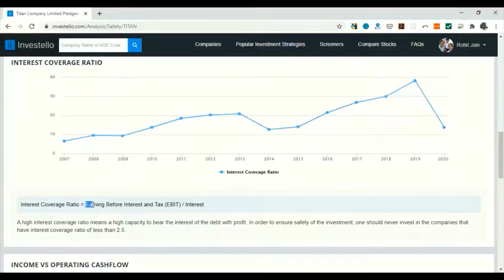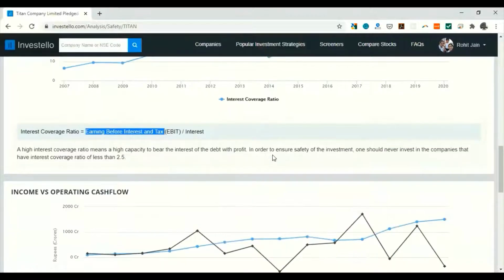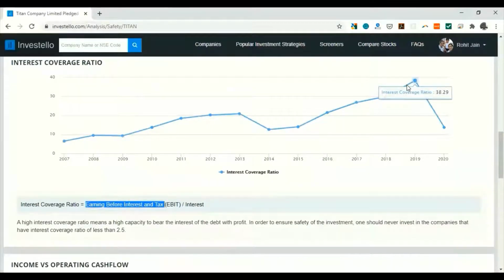Interest coverage ratio is earnings before interest and tax divided by interest. So if the earnings are decreasing or if the interest is increasing, this ratio will come down, and vice versa. Ideally, we should definitely prefer companies whose current interest coverage ratio is more than 5.